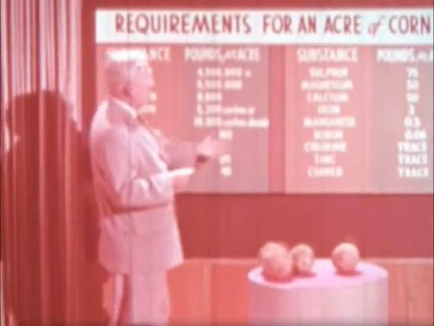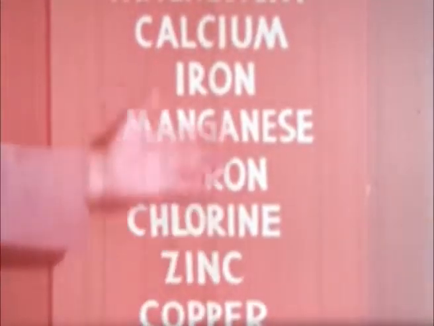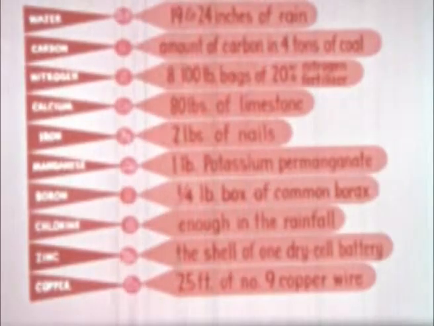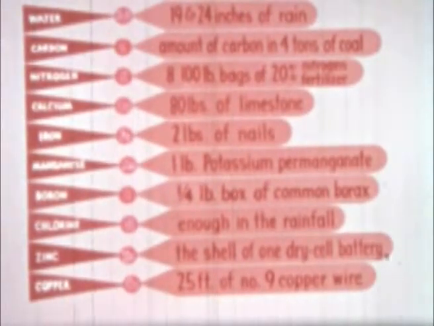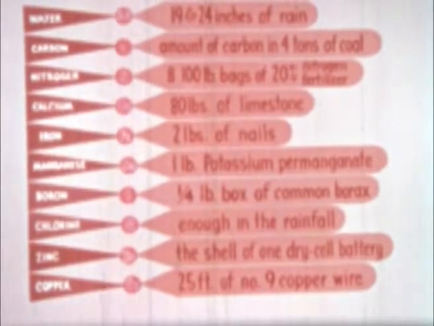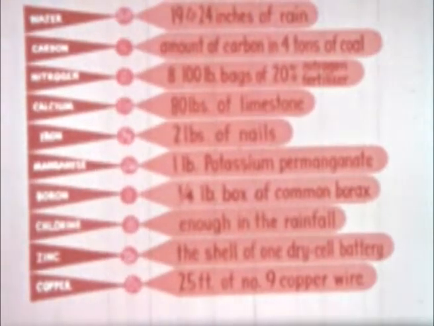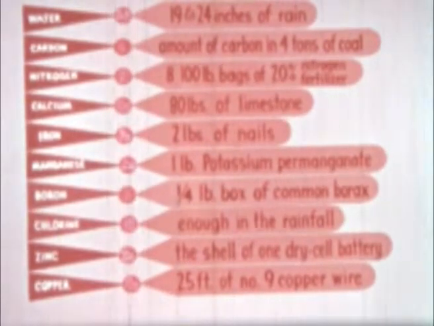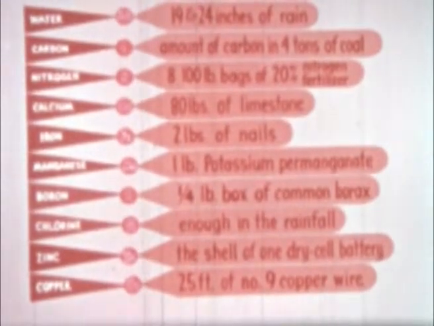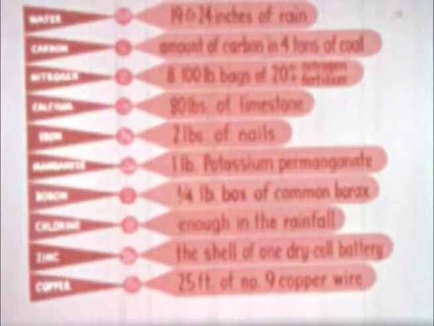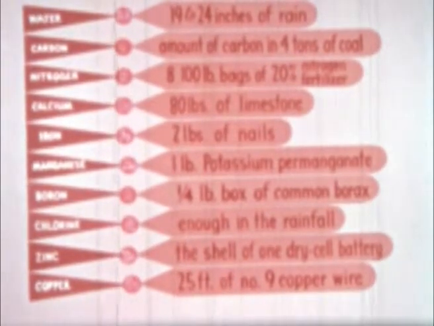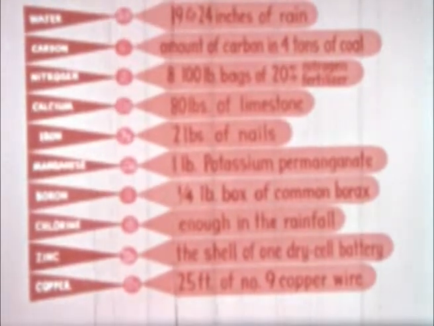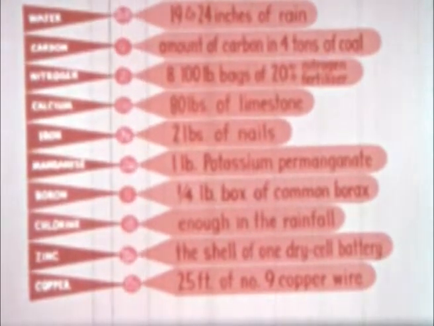But when we come to these materials that are needed in much smaller amounts, the units are very different. The amount of iron here is the equivalent of about 2 pounds of nails. The amount of manganese is the equivalent of 1 pound of potassium permanganate. The amount of boron, which is needed only in very small amounts, could be supplied by a quarter of a pound box of ordinary common borax.